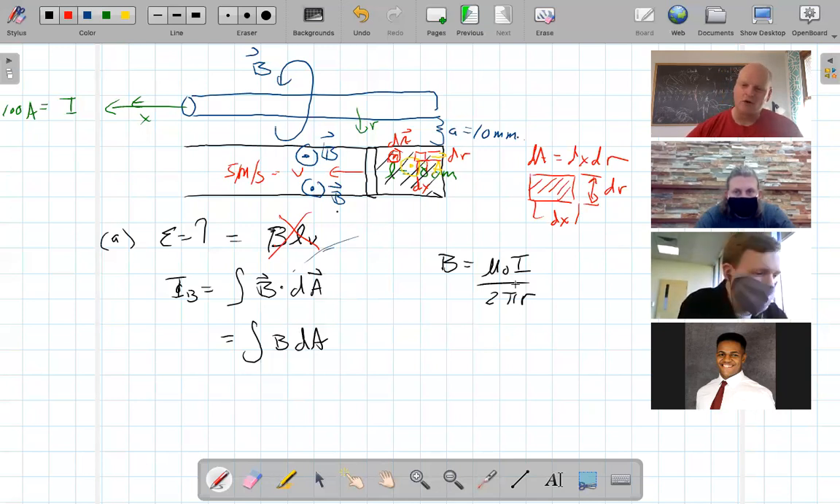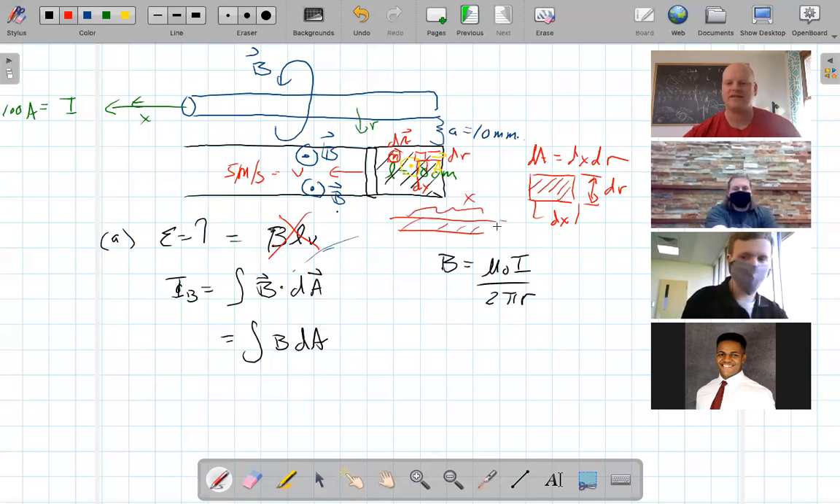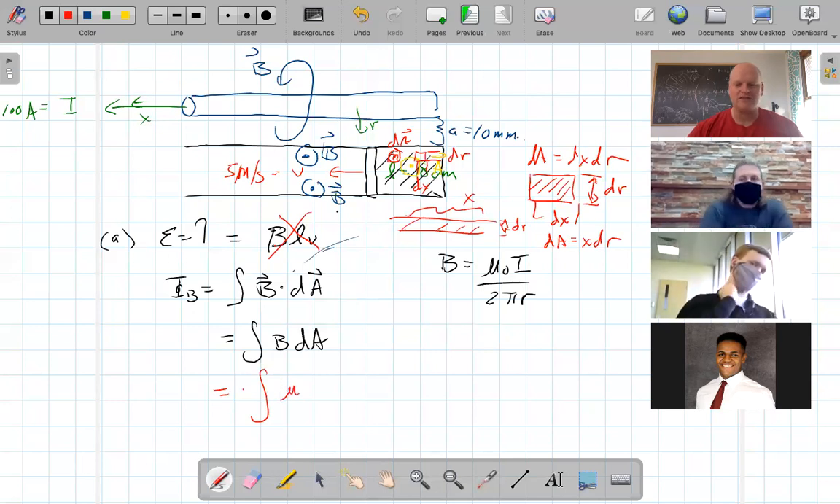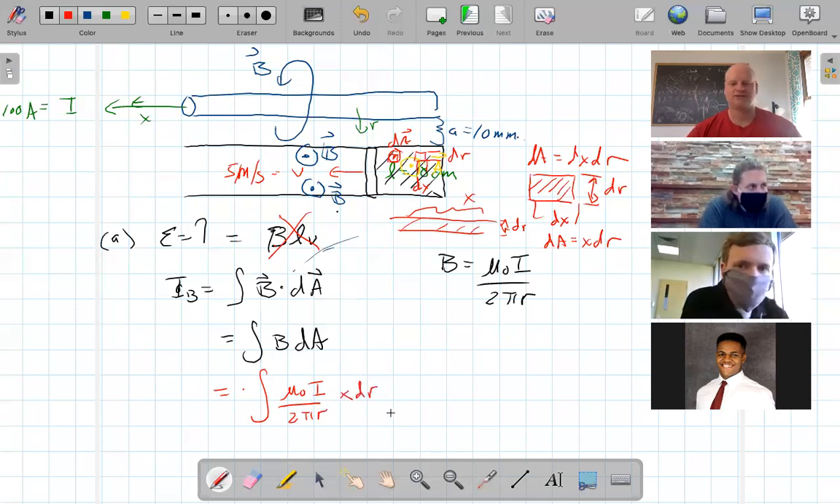Now, since a magnetic field only depends on r, that means x I don't really have to write as dx, because I can do instead a very long strip, which overall has a length of x to it, and then still has a small area here of dr, which means my overall differential area is going to be simply x times dr. And that's because the magnetic field doesn't depend on x. So let's plug that in. So this is finally going to become equal to the integral of B, which is mu naught I over 2 pi r, times my differential area, which is x dr.